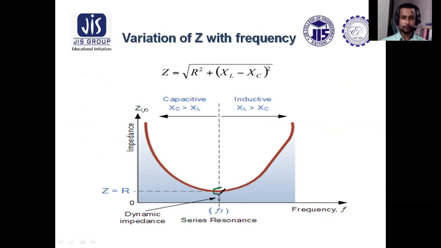So at this point, see, impedance becomes minimum when XL becomes equal to XC, impedance is equal to R. So this magnitude is denoted by R. This R is known as dynamic impedance. This is the lowest impedance offered by a resonating network at resonance. So this is known as dynamic impedance.